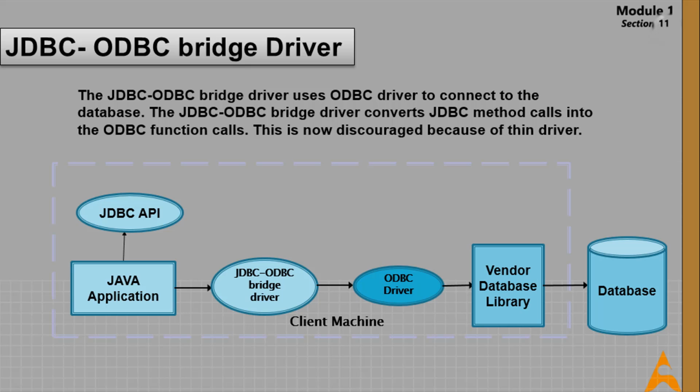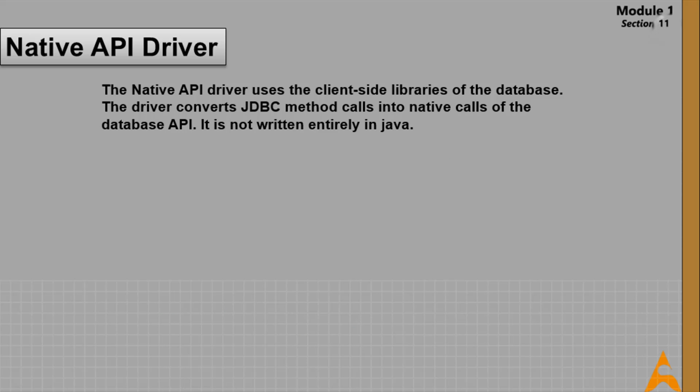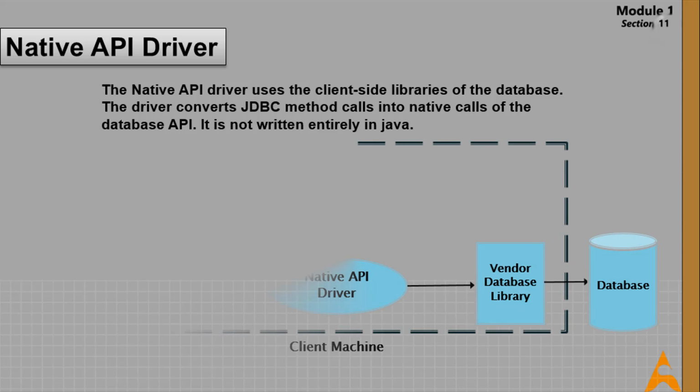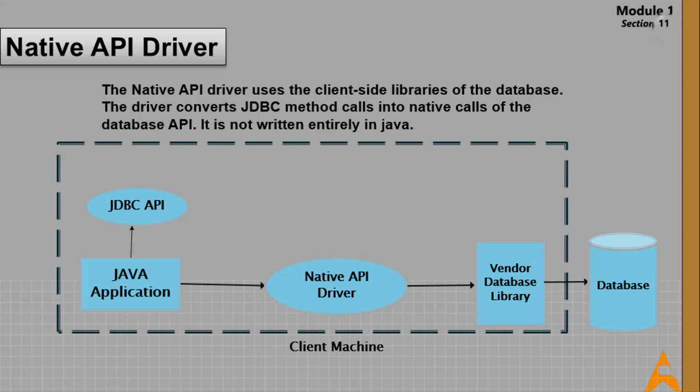Native API Driver. The native API driver uses the client-side libraries of the database. The driver converts JDBC method calls into native calls of the database API. It is not written entirely in Java. See the diagram. Advantage: performance upgraded than JDBC-ODBC Bridge Driver. Disadvantage: the native driver needs to be installed on each client machine. The vendor client library needs to be installed on client machine.